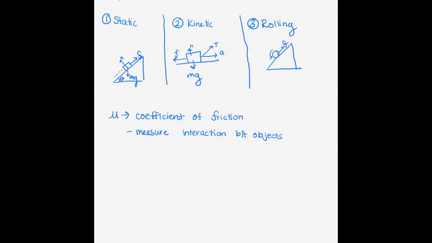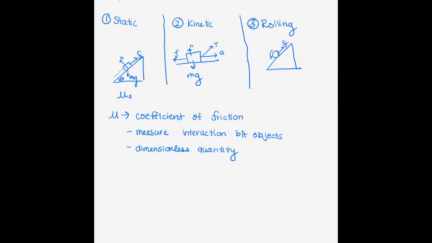So if we have a shoe and ice, we're going to have a different and smaller coefficient of friction than if we have a shoe and gravel. So that makes sense because we have a more intense interaction whenever we're in between the gravel and the shoe versus the shoe and ice.